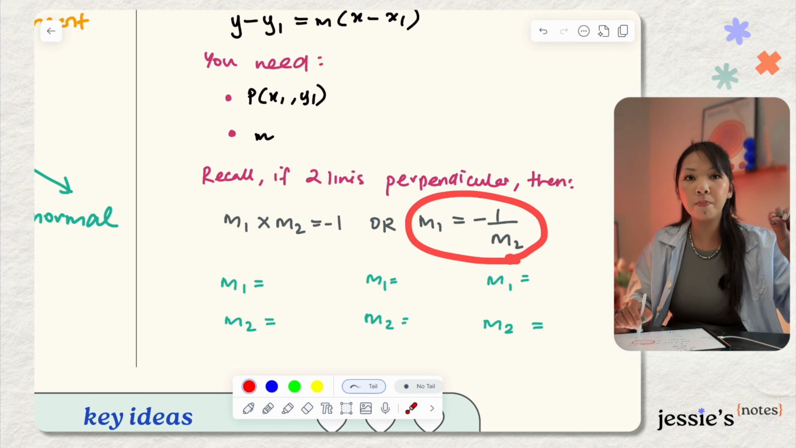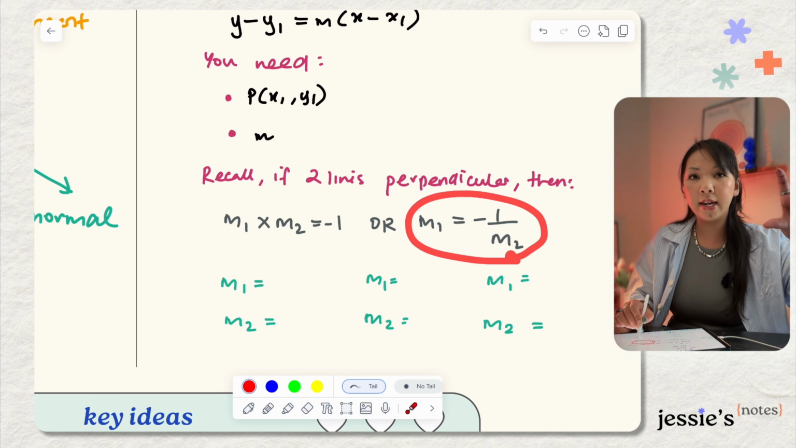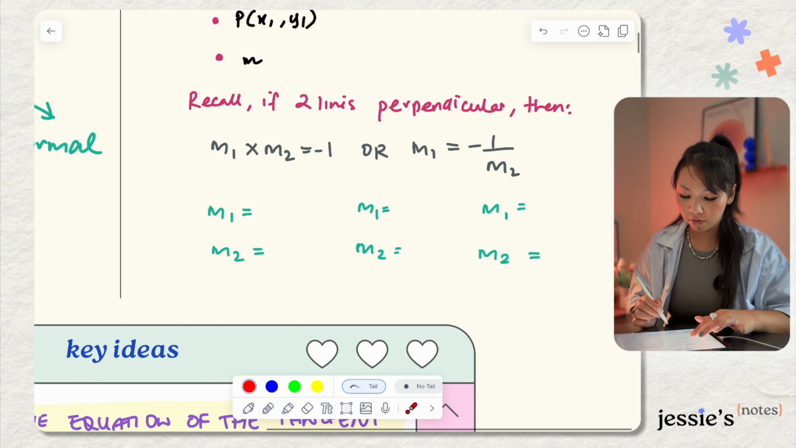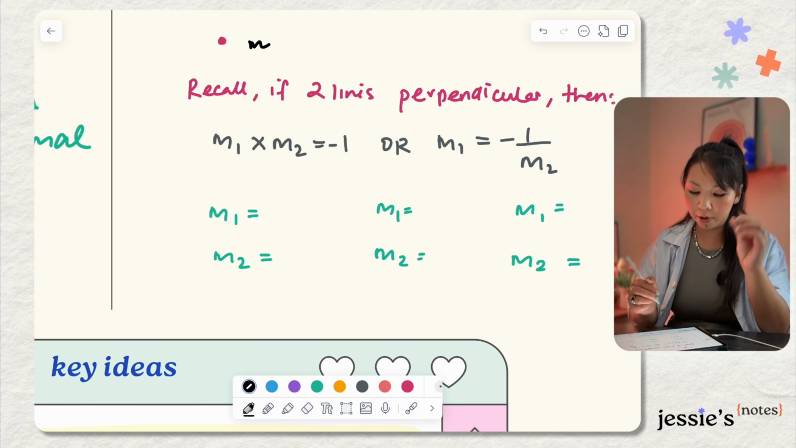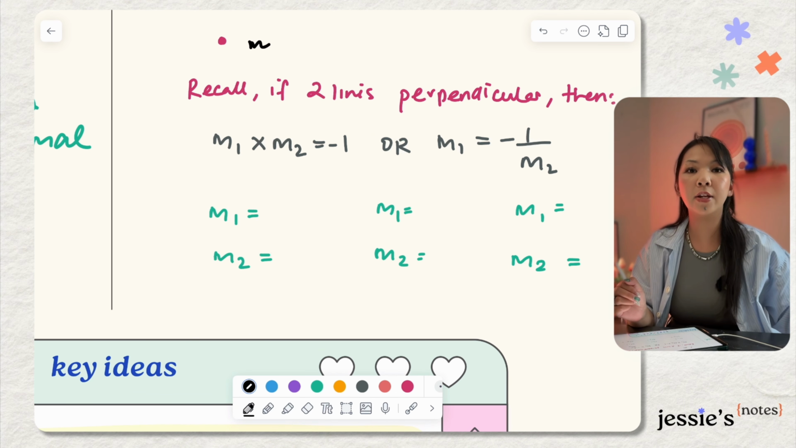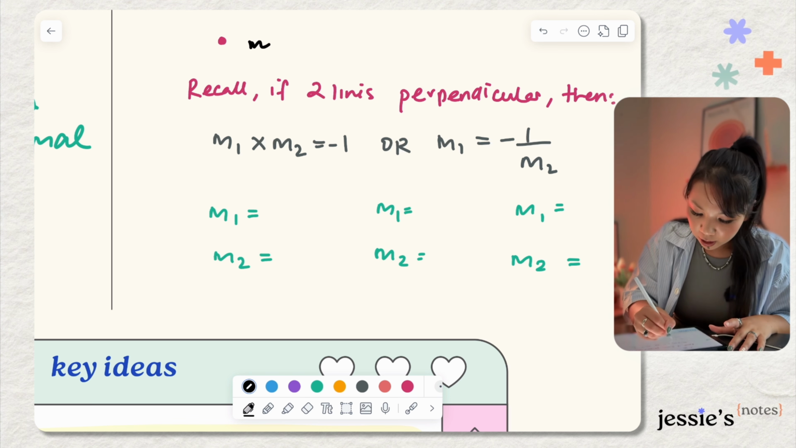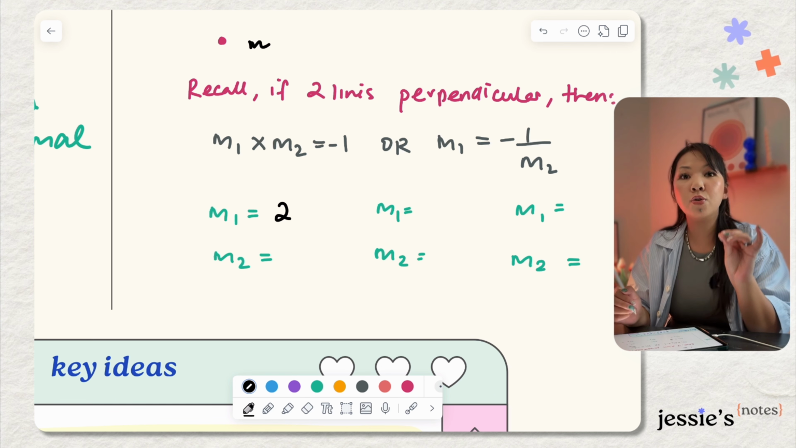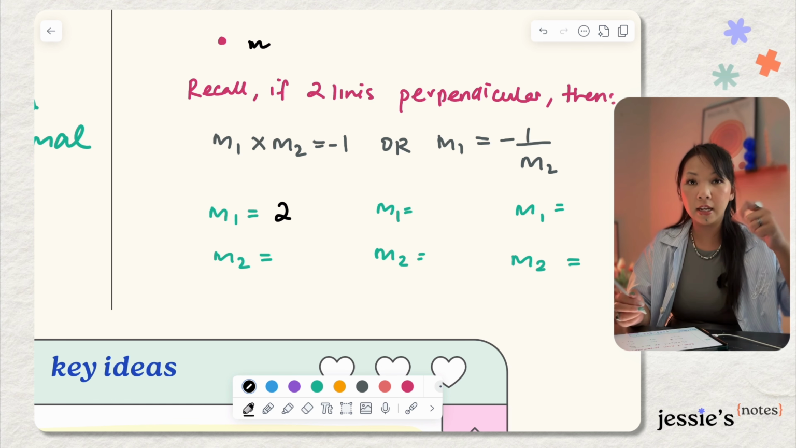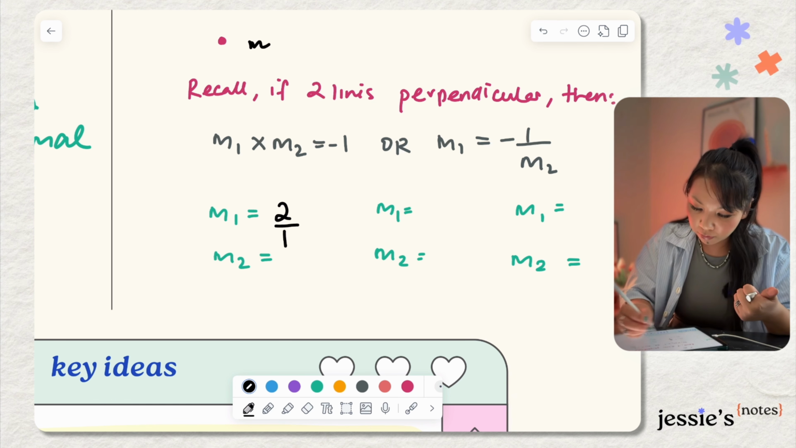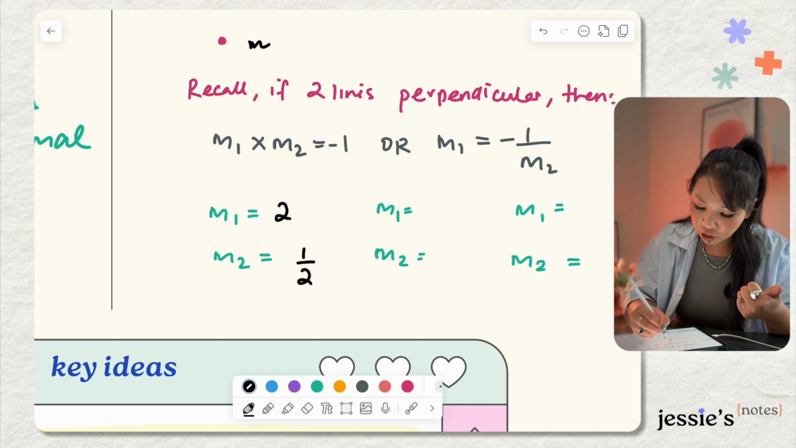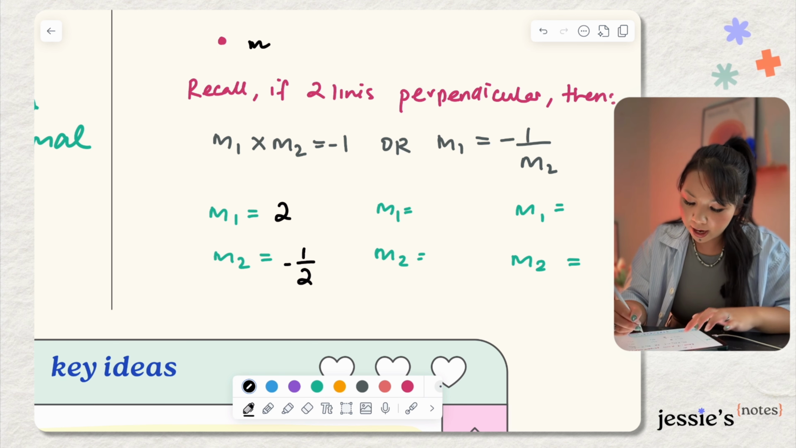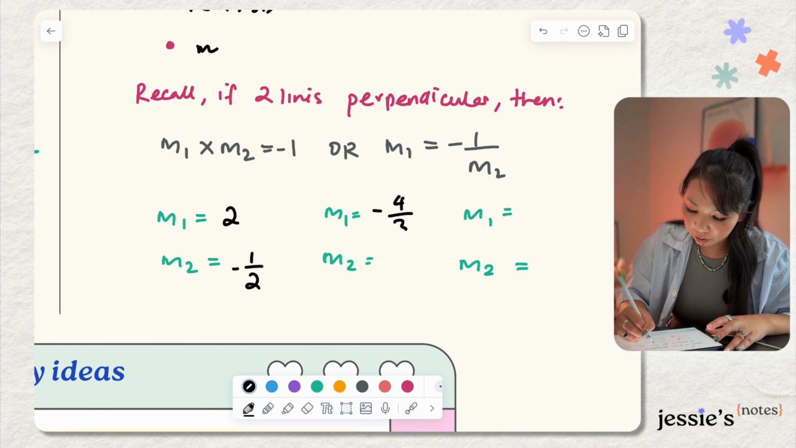I prefer this form because it says that the gradient is equal to the negative reciprocal of the other. So if we do a little exercise over here, where I'm going to give you the gradient of one line and then you figure out what the gradient is of the other line. If I say that the gradient of the tangent is 2, the gradient of the normal is going to be the negative reciprocal of that. So if I take the reciprocal of 2, that's going to be 1/2, and then I chuck a negative in the front. Perfect.